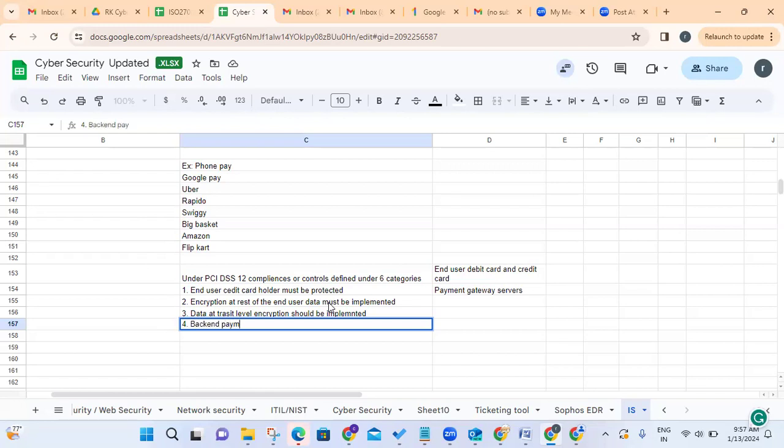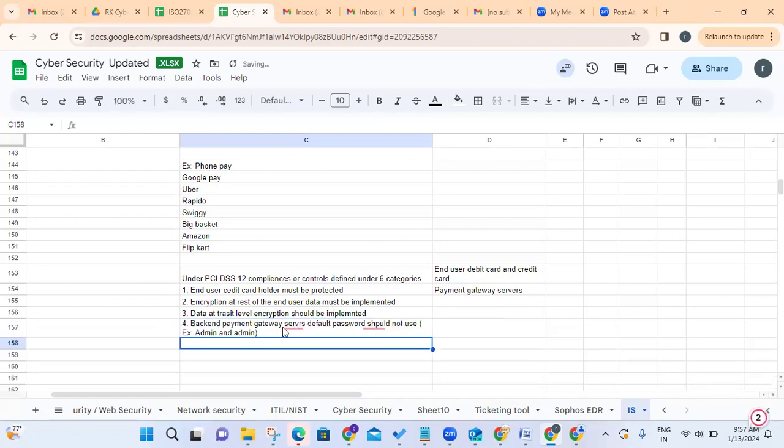Backend payment gateway servers' default passwords should not be used, for example admin username and password. If we are using those, a dictionary attack, brute force attack, pass the hash, rainbow table attack or password spray attack will compromise our servers. So we have to use strong password policies.